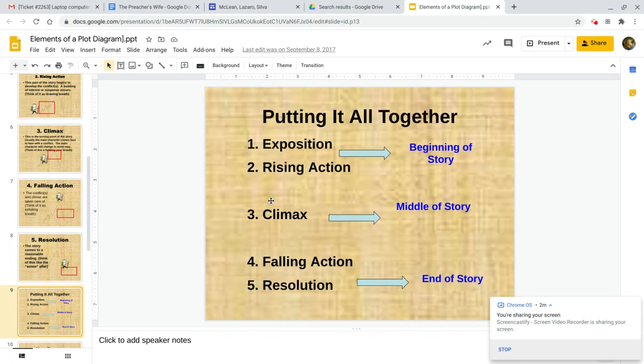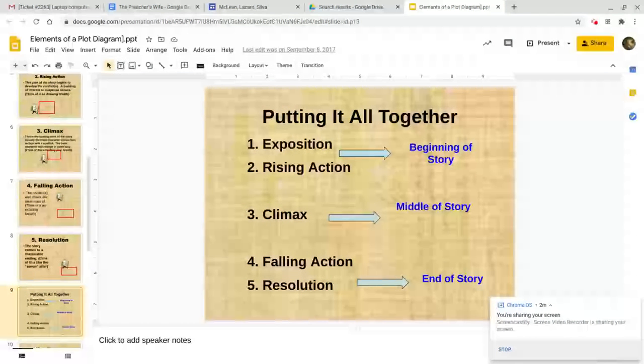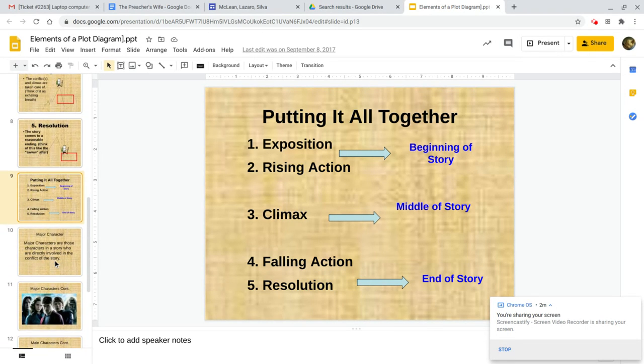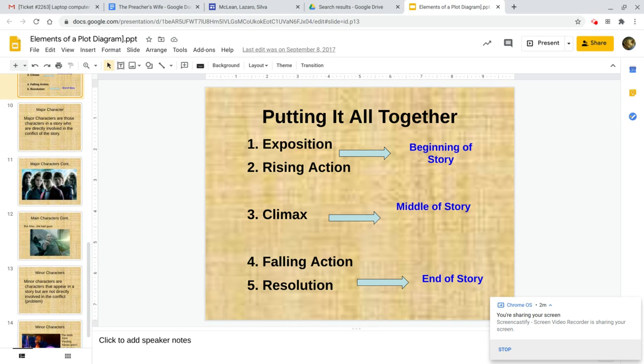Putting it all together, the exposition and the rising action can be known as the beginning of a story. Climax is the middle, and falling action is the end. It doesn't always happen like this, but generally, for our purposes for right now, we can think about it like that. All right.